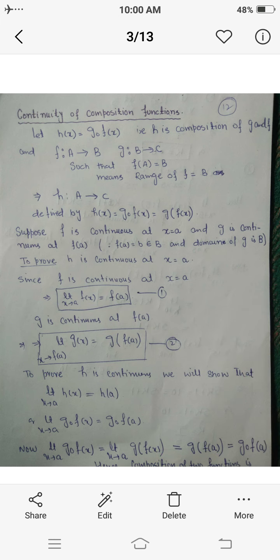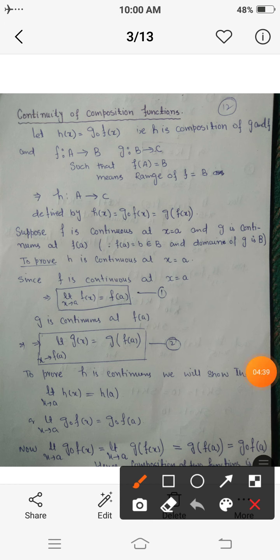So in this way we can say that if we have two functions whose composition we are able to define, that is either g∘f or f∘g, then if these two functions are continuous, their composition is also continuous. That is, the composition of two continuous functions at a point is always continuous.